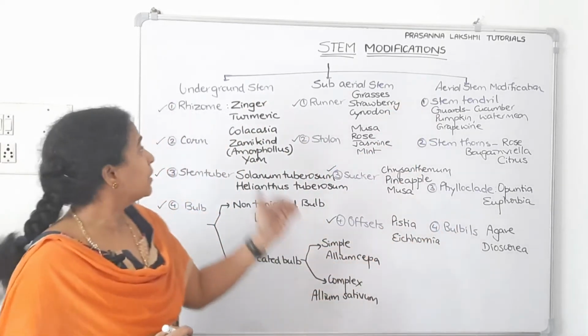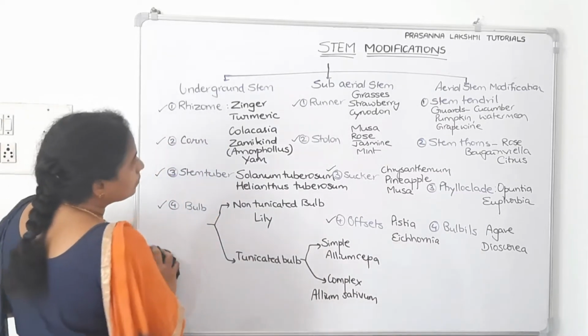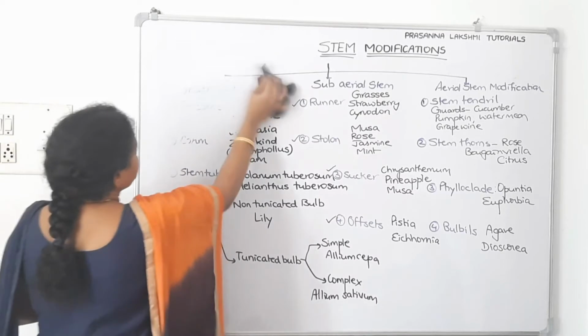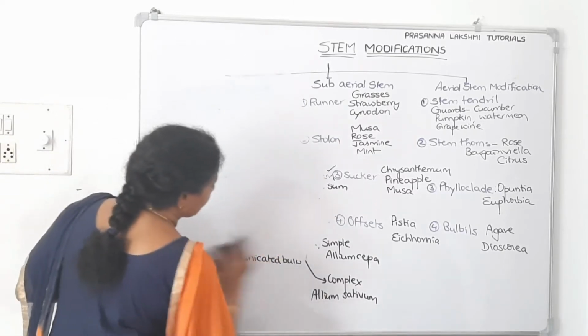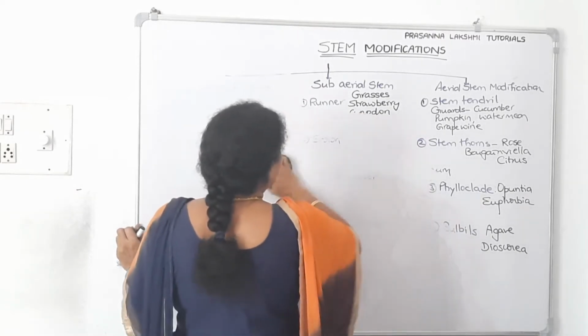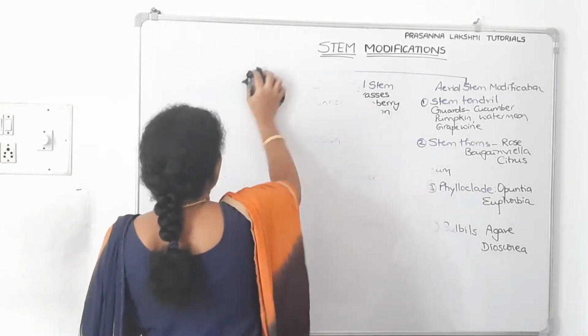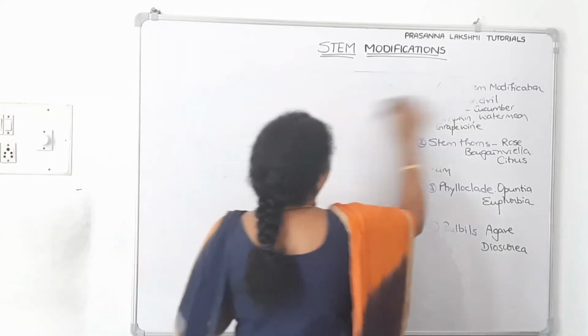Let's start with underground stem modifications. With rhizome we will go. So you took this into your mind. Now we will go one by one in detail. All this comes under stem modifications only. Examples are only important, so that's why I tried to keep all the examples in one board.